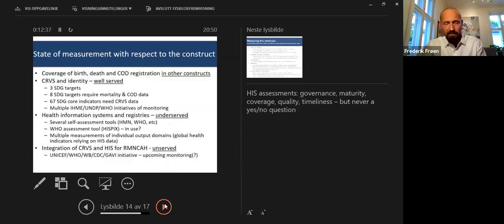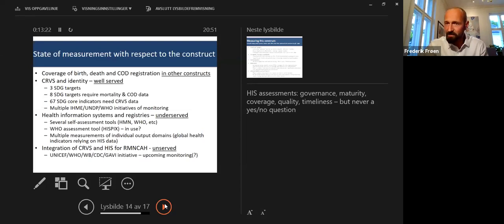So what is the state of measurement for something like this? As I mentioned, coverage of birth, death, and causes of death in ICD-PM and ICD-MM is in other constructs in this phase 2. In terms of measurements for CRVS and identities, I would say that this is a domain that is well served. CRVS and identities are identified in 3 SDG targets. There are 8 SDG targets that require mortality and cause of death data, and there are 67 SDG core indicators that need CRVS data. There are multiple global initiatives for monitoring the progress of the development of CRVS.